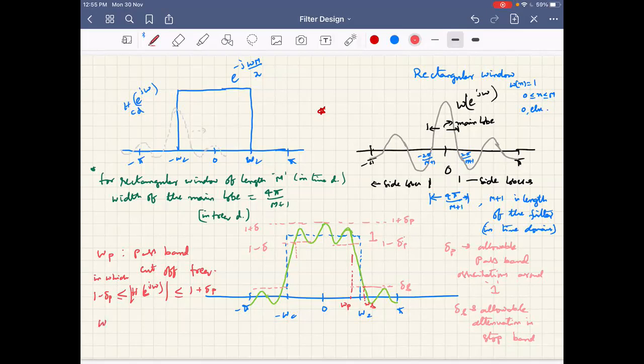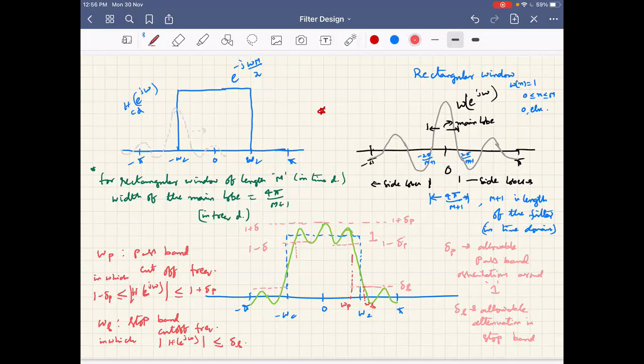Similarly, the stop band cutoff frequency omega s is defined as that in which mod of h of e power j omega is less than or equal to delta s. So that is the allowable attenuation in the stop band. So now these are the modified specifications for a digital practically realizable filter.